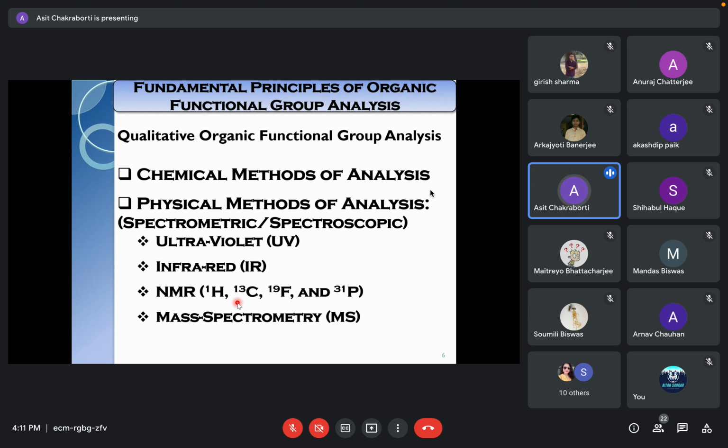One is the axial proton, another is the equatorial proton. Now this is your take-home exercise: between axial and equatorial protons, whose chemical shift value will be higher and whose will be lower. So it was done by Sir Derek Barton.